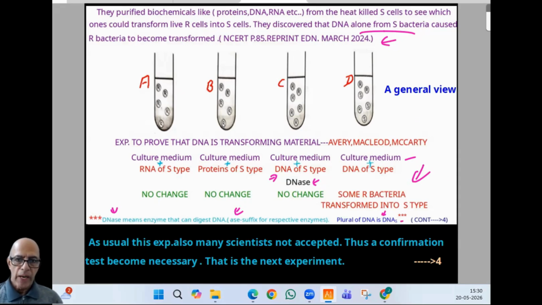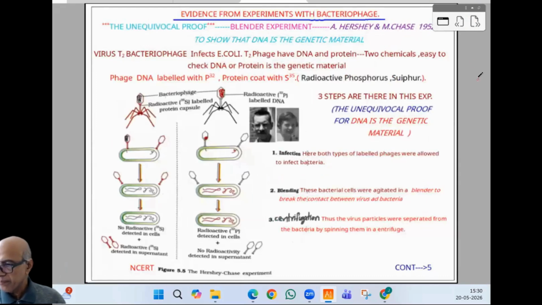As usual, after this experiment, many scientists did not accept it. Thus, a confirmation test became necessary. That is the next experiment. That is how the final proof came.